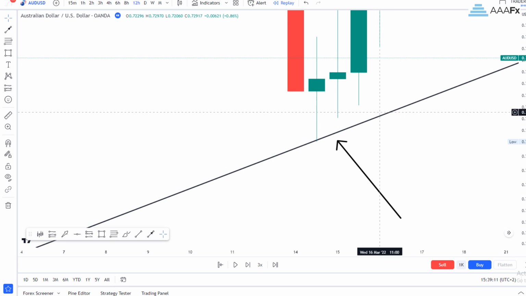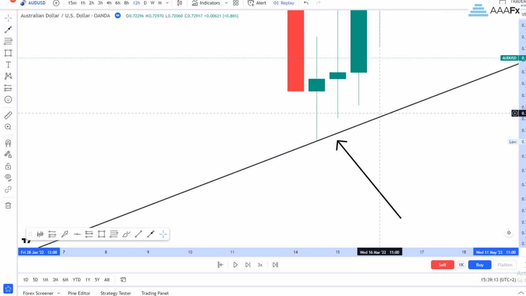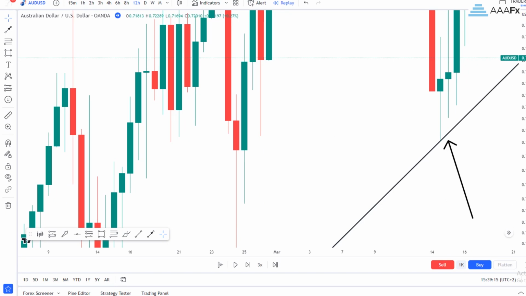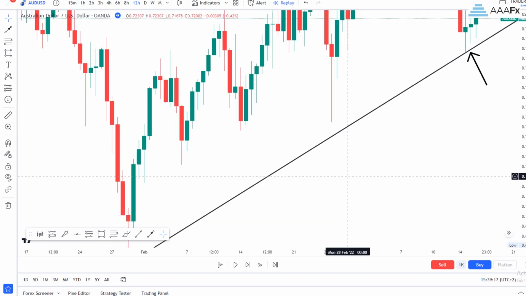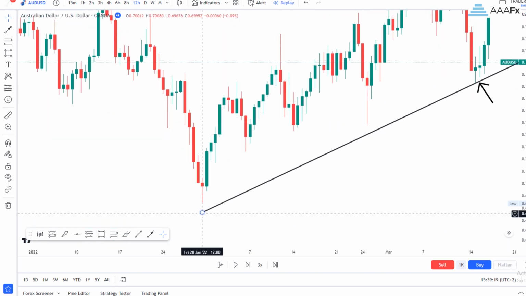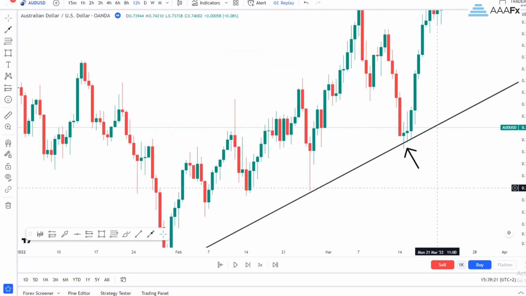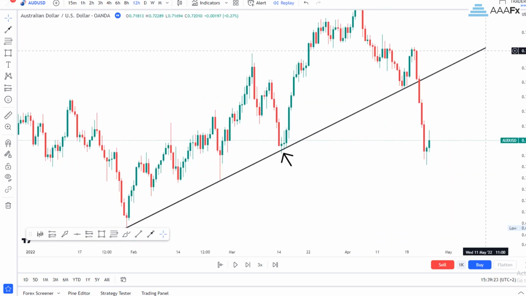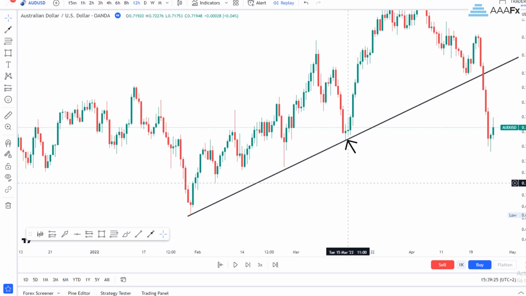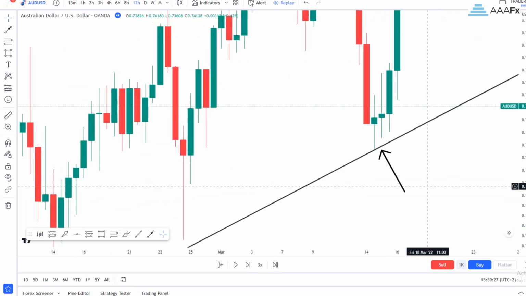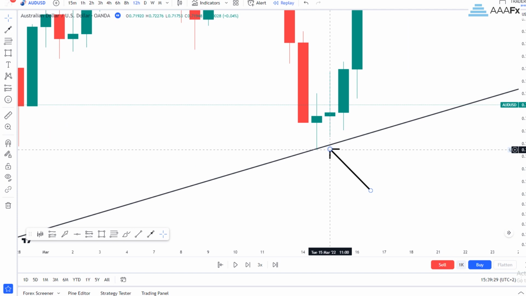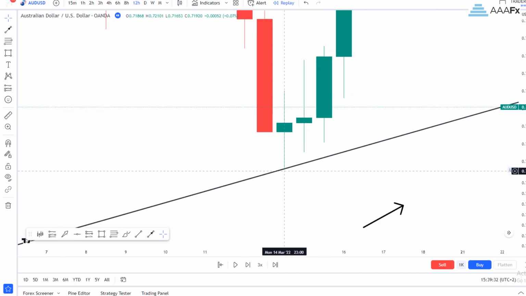Meaning now that this trend line was supposed to be where? At the end of my wick, right? So let us just put this trend line at the end of my wick and then see what would have happened, right? Let's put this trend line, and you can see now that this trend line is at the end of my wick there, right?